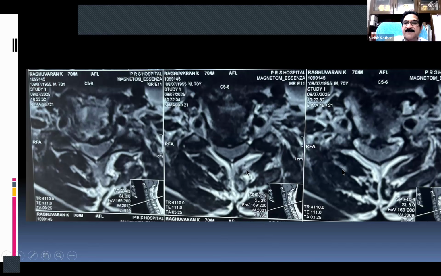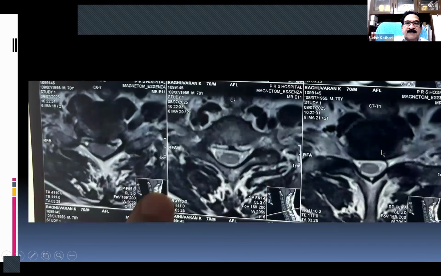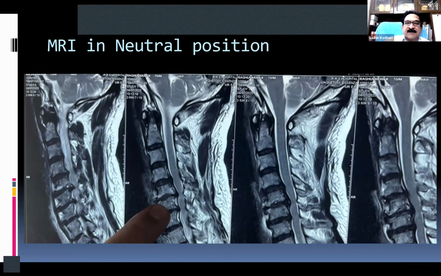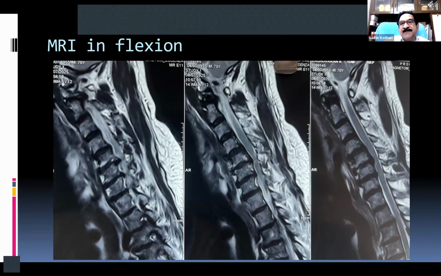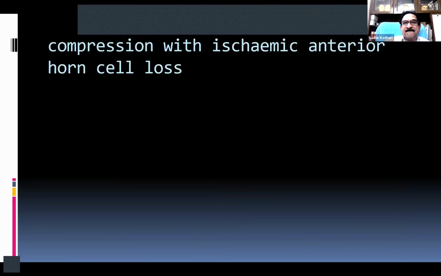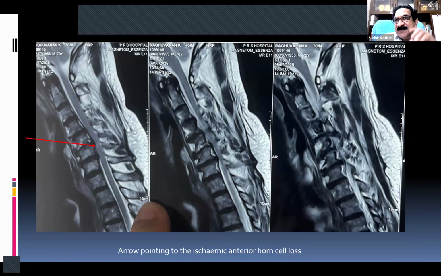This is a cord compression. And this is hyperdensity within the anterior column. This is a neutral position. And see the flexed position, you can make out the hyperdensity in the cord very well. Here is hyperdensity. It is compressing from front and back. So as we see, it's actually a compressive cord with anterior column loss.